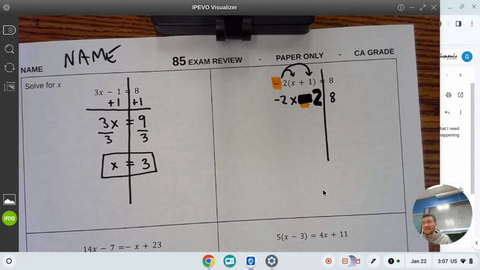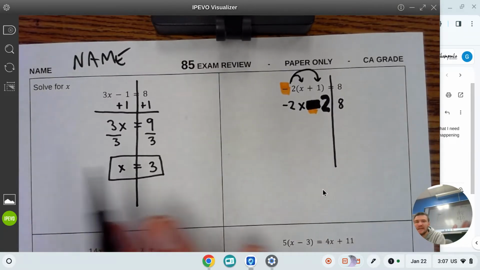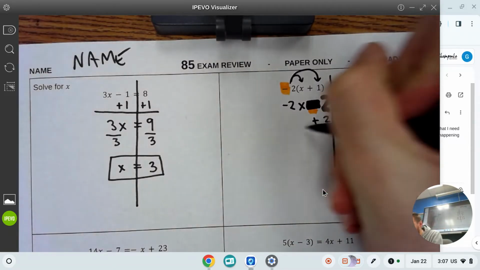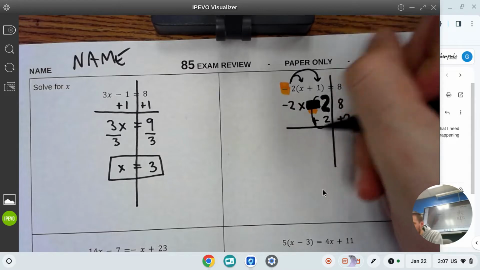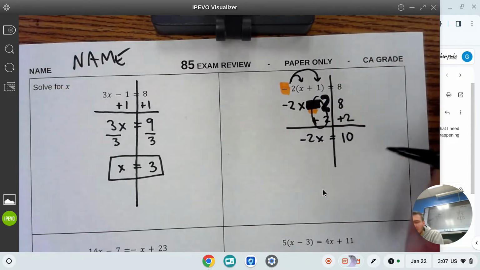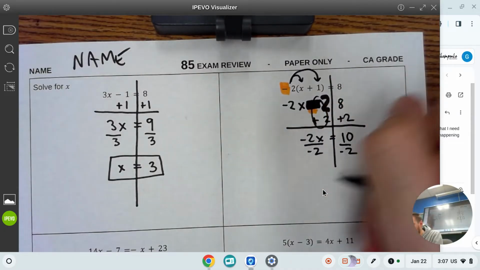If you get that, the rest of this question, very easy. It's just like number 1. You've got to move 2 things. You've got to first use addition or subtraction. So we use addition. We get -2x equals 10. Then we need to use division. Divide by -2, divide by -2.